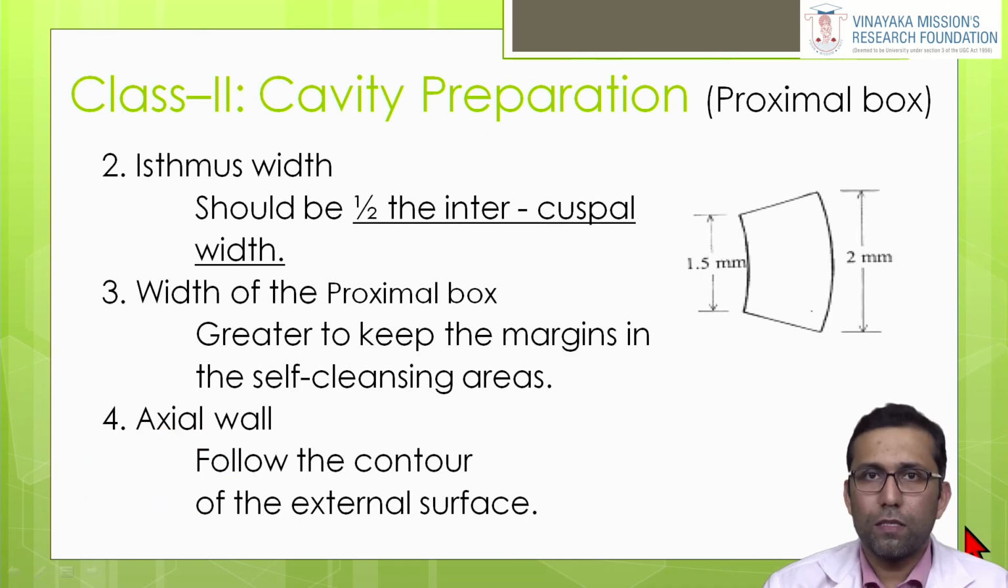The isthmus, which is the buccolingual width of the cavity preparation, should always be less than or equal to half of the intercuspal width. The width of the proximal box should be kept, and the margins should be at the self-cleansing area to avoid secondary caries, and the axial wall should always follow the contour of the external wall, that is convex in nature.